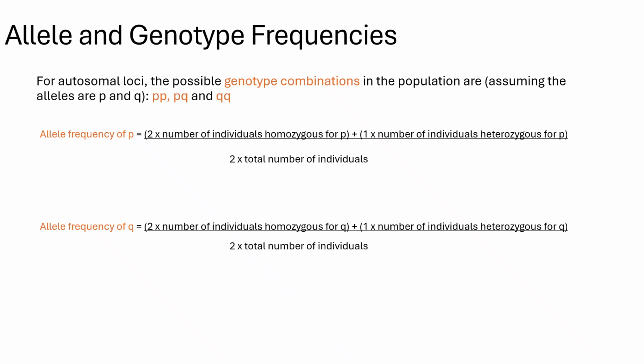So how do you calculate the allele frequency of P? As I was saying earlier, you calculate 2 times the number of individuals who are homozygous for P and add 1 for each individual who is heterozygous for P, and divide by 2 times the total number of individuals in that population. That's how you get the allele frequency of P, and the same for Q. For the allele frequency of Q, you calculate 2 times the number of individuals who are homozygous for Q and add that to 1 times the number of individuals heterozygous for Q, and then divide by 2 times the total number of individuals in that population, and then you get the allele frequency of Q.